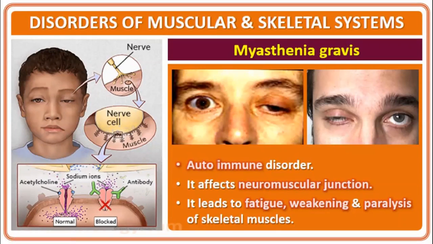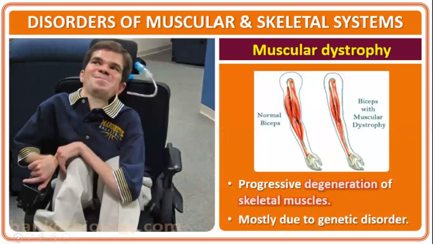Next one, we have muscular dystrophy, which is caused by the progressive degeneration of the skeletal muscle, mainly due to certain genetic disorders. Guys, this is the normal biceps, but if our biceps get the disease called muscular dystrophy, our biceps would be like this, right? Next one is tetany.